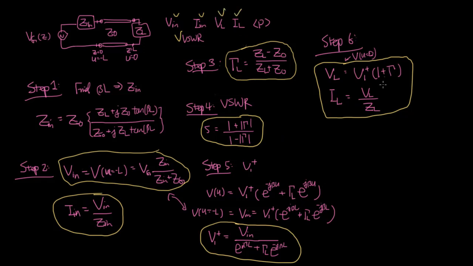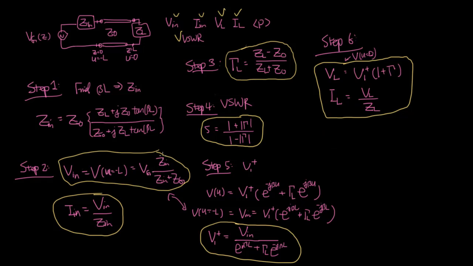And remember, these can be complex quantities because gamma is a complex number, and the voltage at the load is also going to be a complex number based on what you see here. ZL, 1 plus gamma, V1 plus, all of these can be complex numbers, so these will all have some kind of amplitude and phase expression.